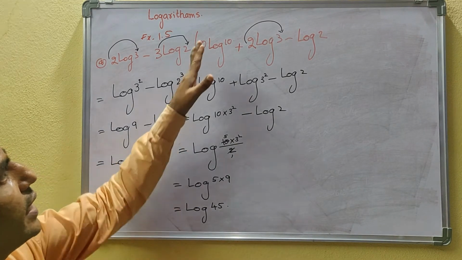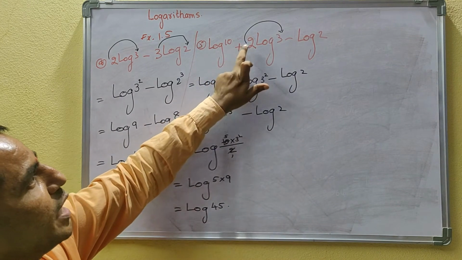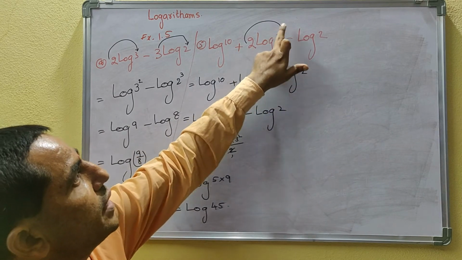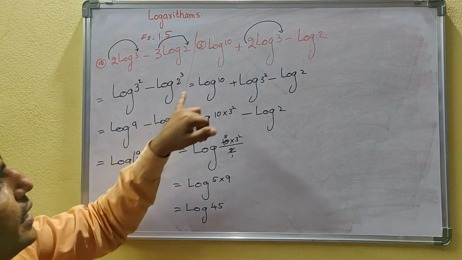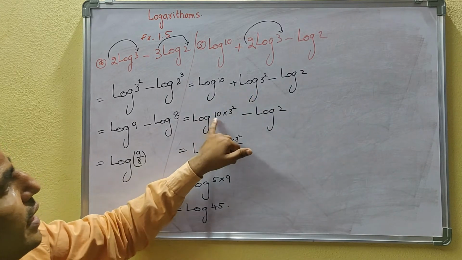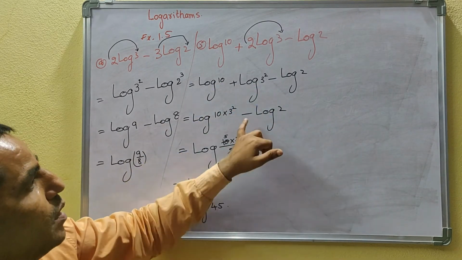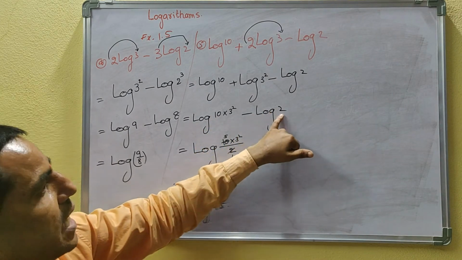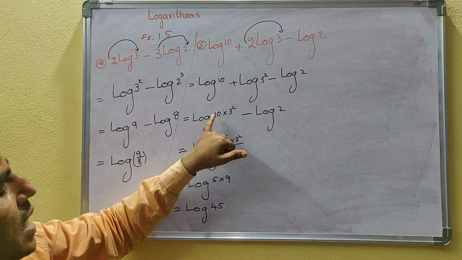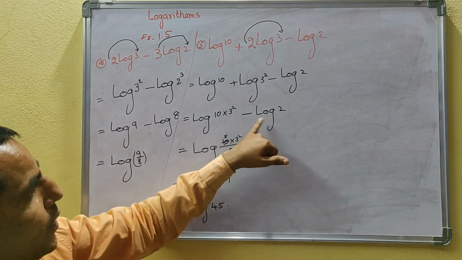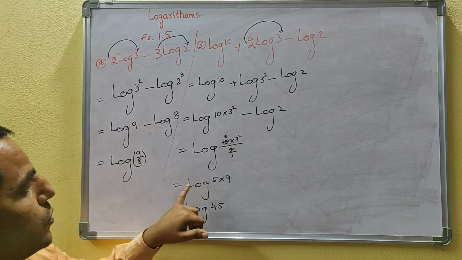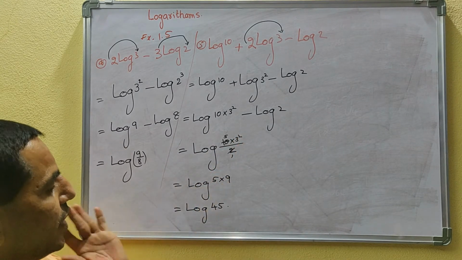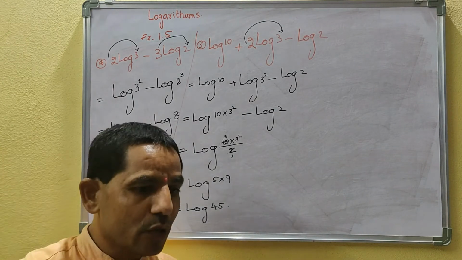I will repeat the question: log 10 plus 2 log 3 minus log 2. The answer: log 10 as it is. The formula is m into log a is equal to log a to the power of m, means log 3 square minus log 2 as it is. Here log a plus log b is log ab, so 10 into 3 square minus log 2 as it is. Next, log a minus log b is equal to log a by b, means log 10 into 3 square by 2. So 2 ones are 2, 2 fives are 10. So log 5 into 3 square, which is 9. So 5 nines are 45. This is the answer. Next question.